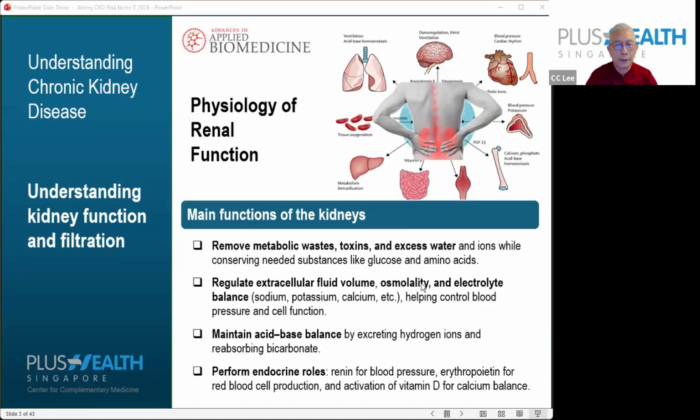The third function is to maintain acid-base balance by excreting hydrogen ions and reabsorbing bicarbonate. And also, the kidney performs endocrine roles like controlling the blood pressure, being responsible for red blood cell production, and activation of vitamin D for calcium balance.